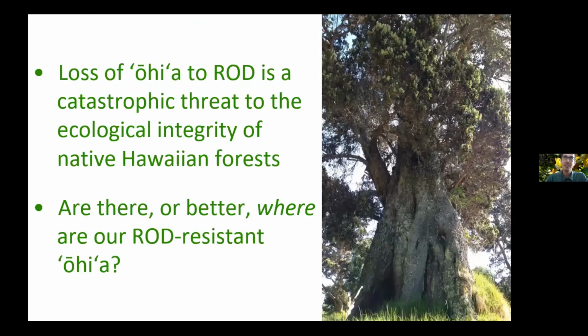So specifically thinking about rod and ohia, loss of ohia would be catastrophic to the ecological integrity of our native Hawaiian forests. Rod is a huge threat to that. And so we are thinking about how we can incorporate this blueprint that other resistance programs have made and have successfully charted the waters towards production of resistant plants for restoration and conservation. Are there, or better, where are our rod-resistant ohia so we can do the same thing?